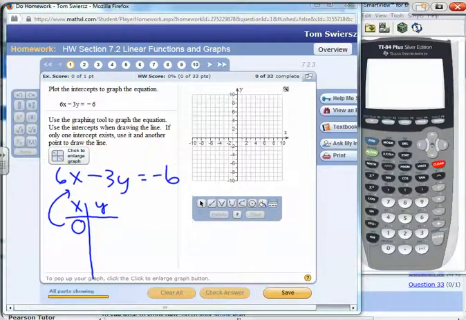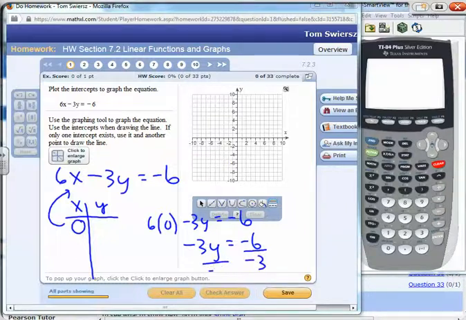So the work here, we have 6 times 0 minus 3y equals negative 6. Put in 0 for x in the equation. 6 times 0 is 0. 0 minus 3y is negative 3y. Negative 3y equals negative 6. Divide both sides by negative 3 to get 1y. And negative 6 divided by negative 3 is a positive 2. So that means when x is 0, y is 2. So that's going to give us the point 0, 2.